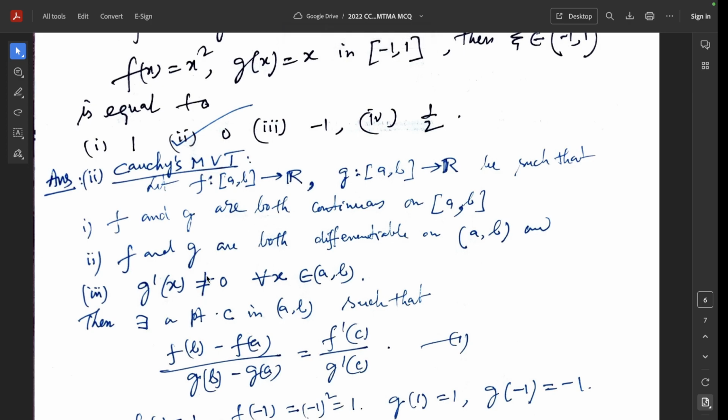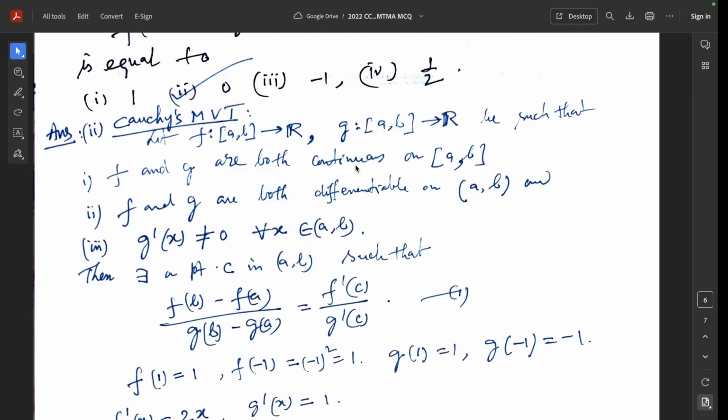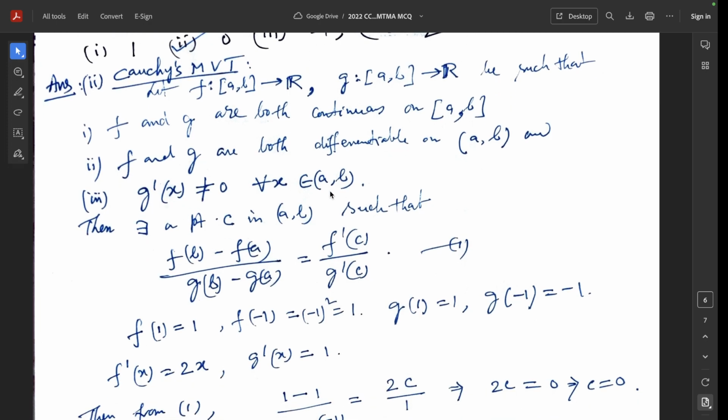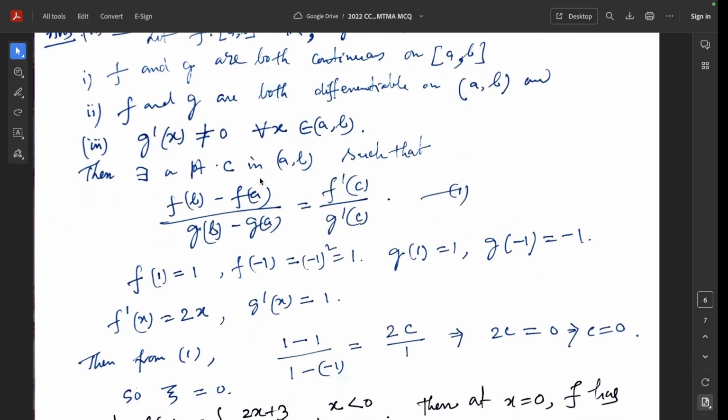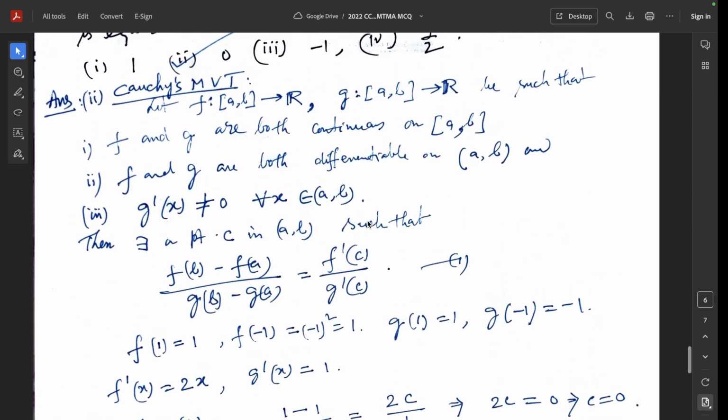According to Cauchy's MVT, this is equal to: f and g both continuous on the closed interval [a, b], f and g both differentiable on the open interval (a, b), and g'(x) not equal to 0 for all x in the open interval. Then we get a point c within the open interval (a, b) so that (f(b) - f(a)) / (g(b) - g(a)) = f'(c) / g'(c).